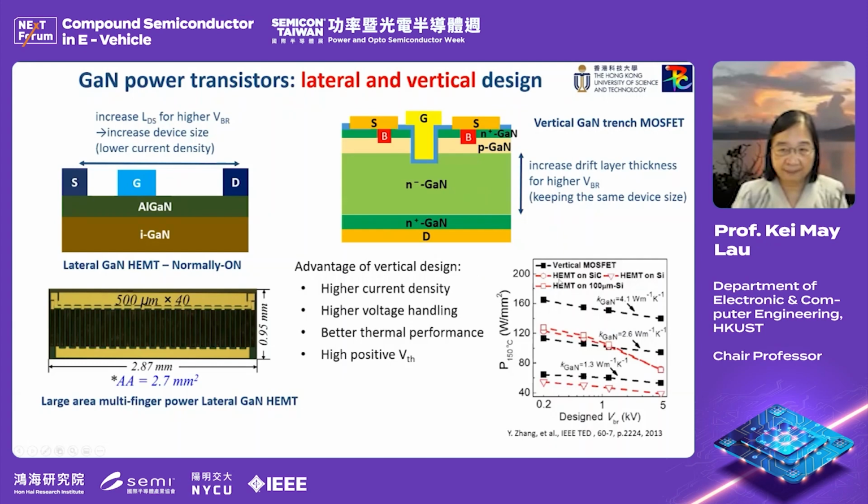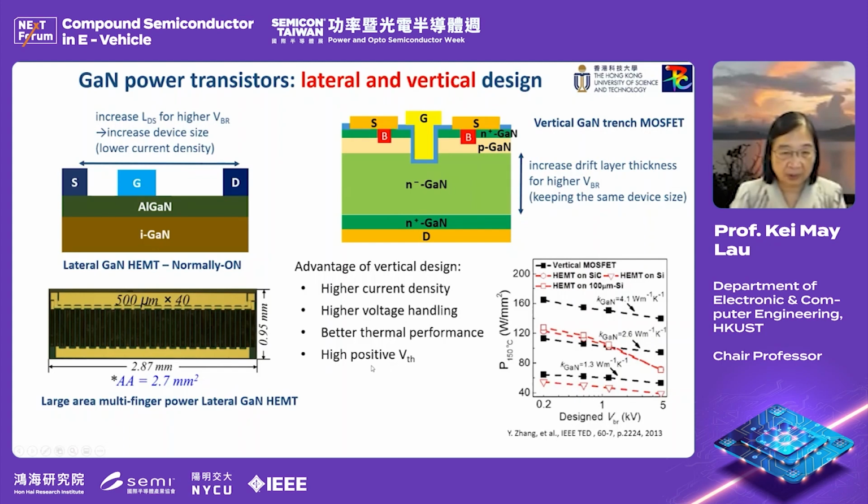This is a comparison from some preliminary studies, I think by an MIT group. We find the advantage of the vertical design is a high current density. If you look at silicon or silicon carbide, they can handle very high current density, and with gallium nitride it's even higher. Also extremely high voltage, and it can have better thermal performance.